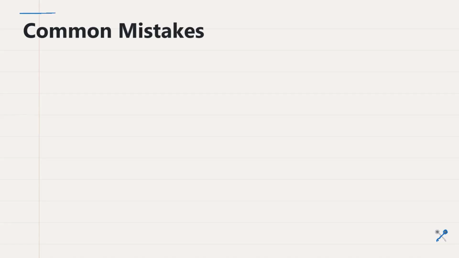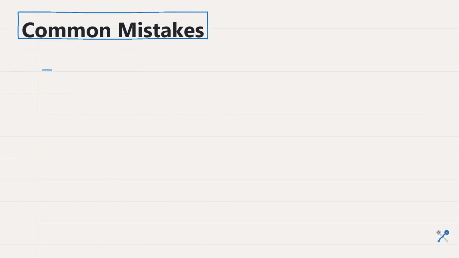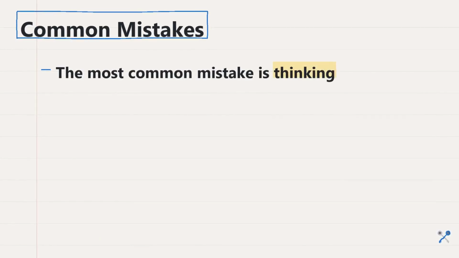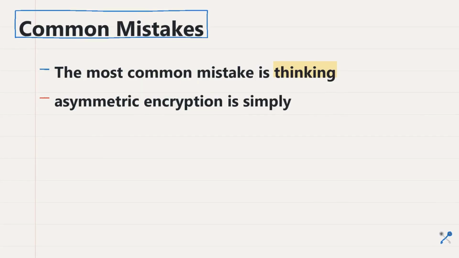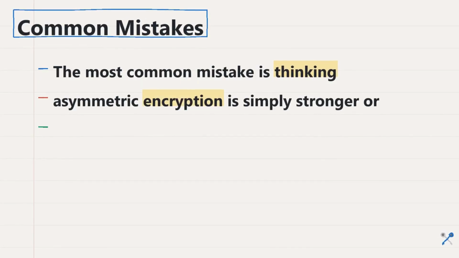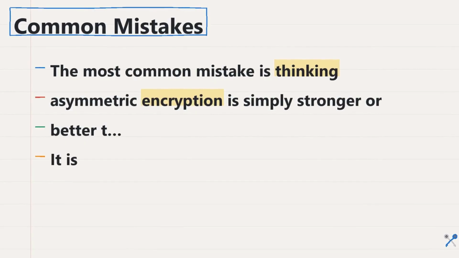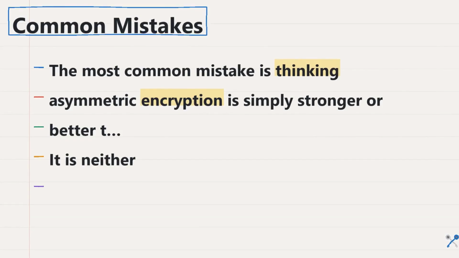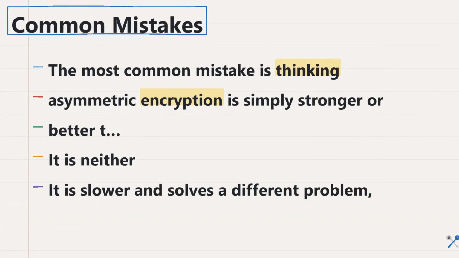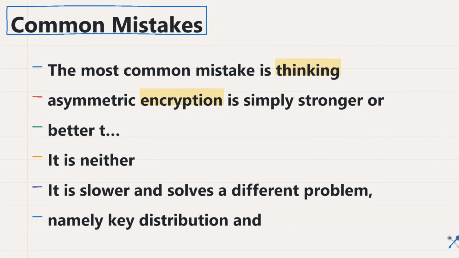The most common mistake is thinking asymmetric encryption is simply stronger or better than symmetric. It is neither. It is slower and solves a different problem, namely key distribution and signatures. Another error is assuming you should encrypt large files with a public key directly. You should not, because it is far too slow and size limited. You encrypt a random symmetric key with the public key, then encrypt the file with that symmetric key.